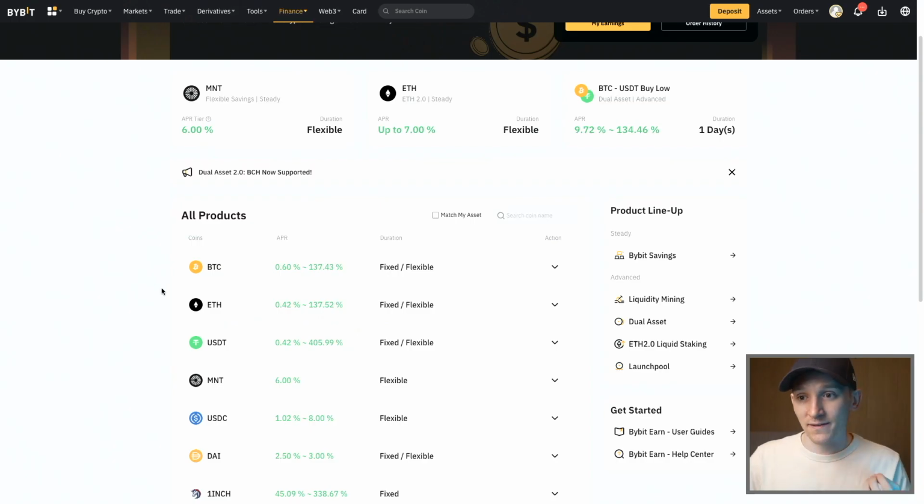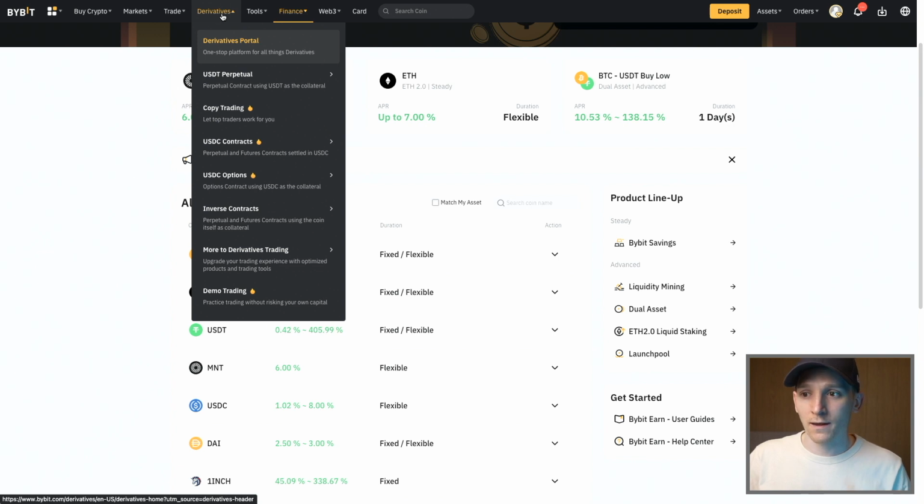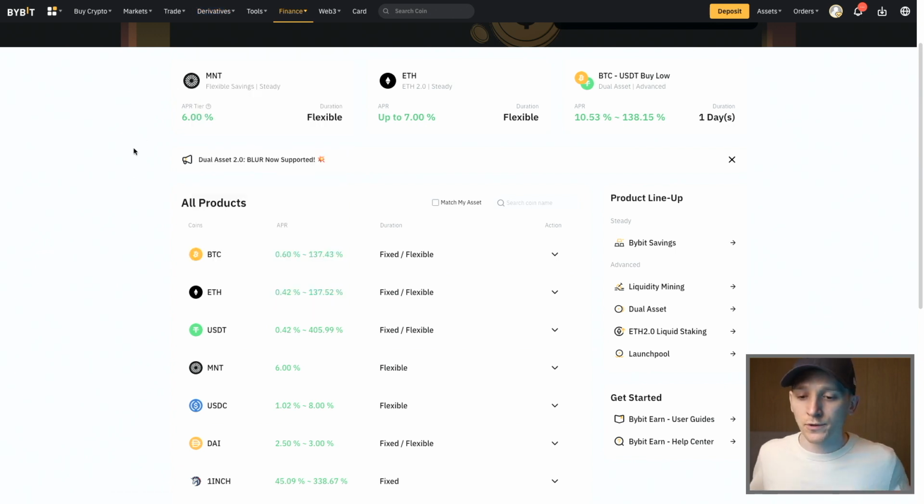Now, what we're doing with the savings product is lending someone else, another trader on the platform or market makers or whoever they are, we're lending them assets to trade with. They do this because Bybit has a lot of different markets, for example, derivatives markets and margin markets, where people literally have to borrow money in order to trade.